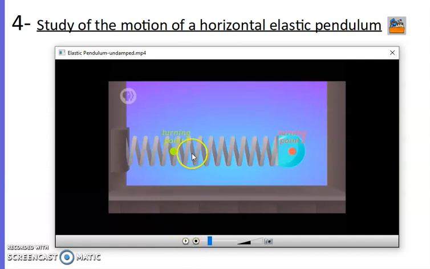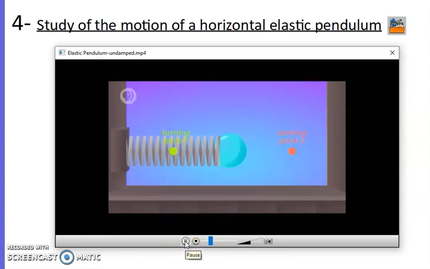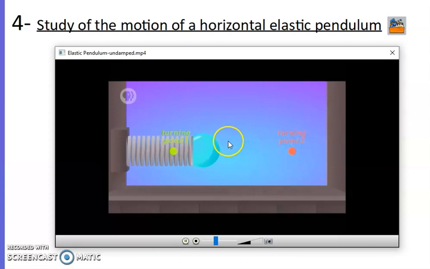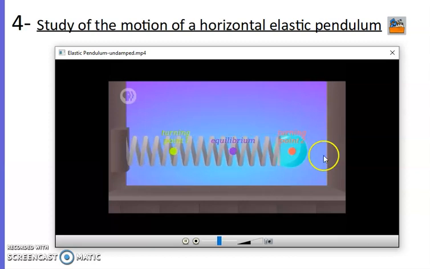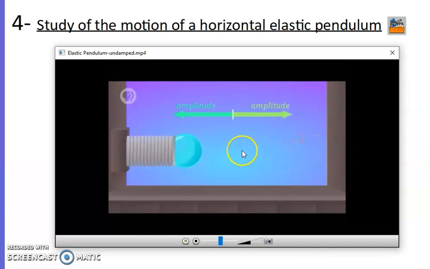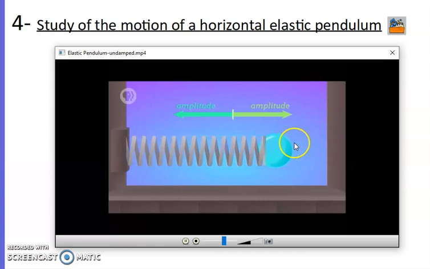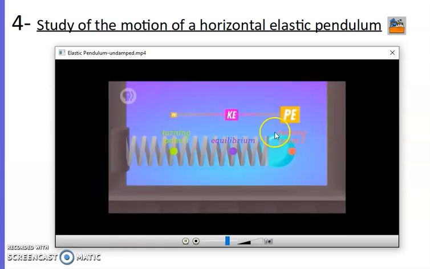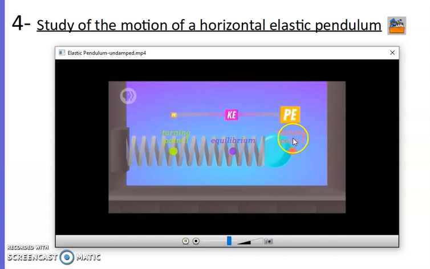Now you notice initially this spring is compressed and then released, so it oscillates or vibrates, as we said in the first video, about the equilibrium position. Here is the equilibrium position. Now the spring is compressed to maximum and elongated here, okay? This is called a turning point, and this is a turning point. As we said in the first video, the distance from the equilibrium position to the maximum displacement is called amplitude.